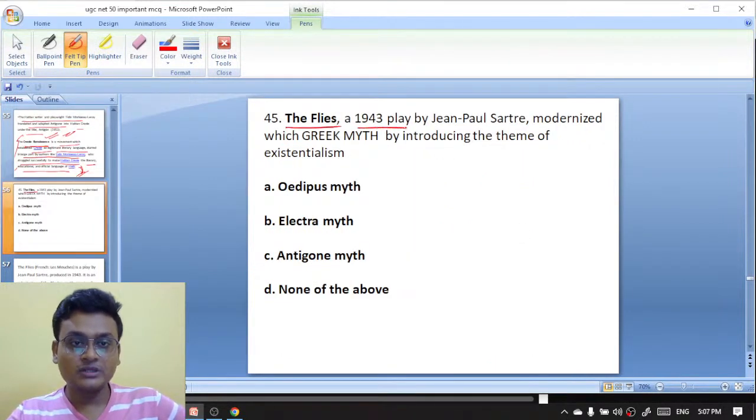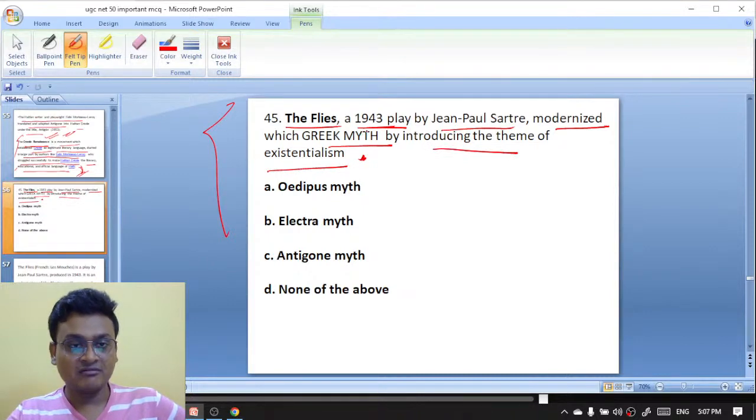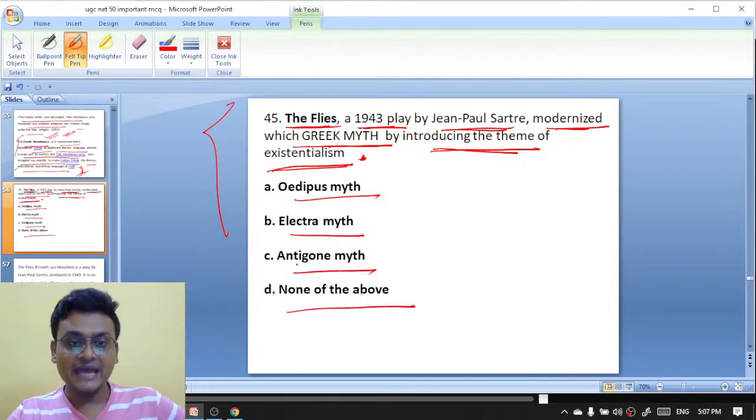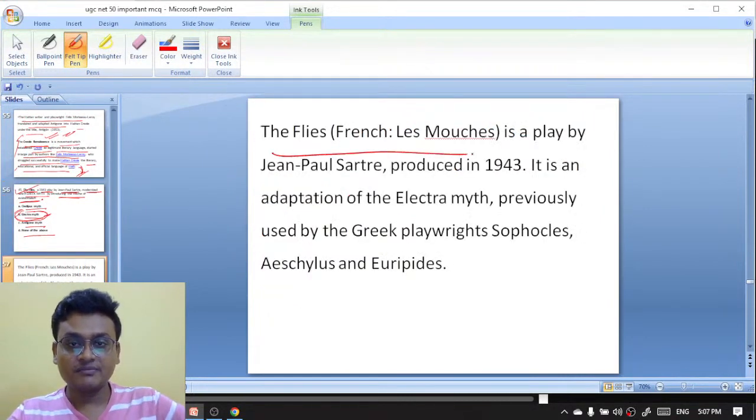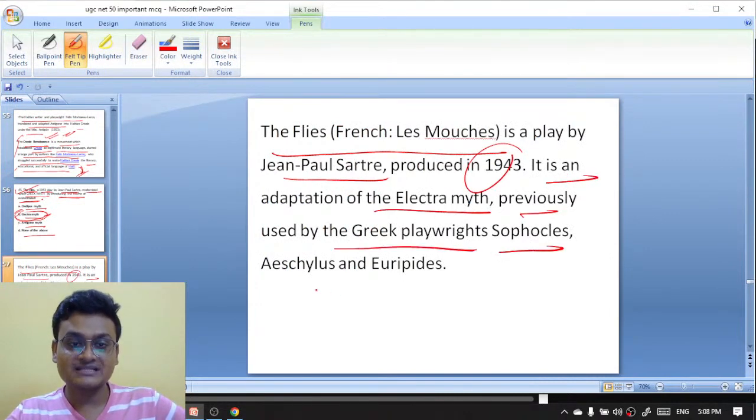The Flight, a 1943 play by Jean-Paul Sartre, modernized which Greek myth by introducing the theme of existentialism? The Flight is a magnum opus work by Jean-Paul Sartre. Oedipus myth, Electra myth, Antigone myth, none other. Sorry, it is the Electra myth. So Sartre modified the Electra myth in his 1943 play The Flight. The Flight is a play by Sartre, produced in 1943. It is an adaptation of the Electra myth, previously used by the Greek playwrights Sophocles, Aeschylus, and Euripides.